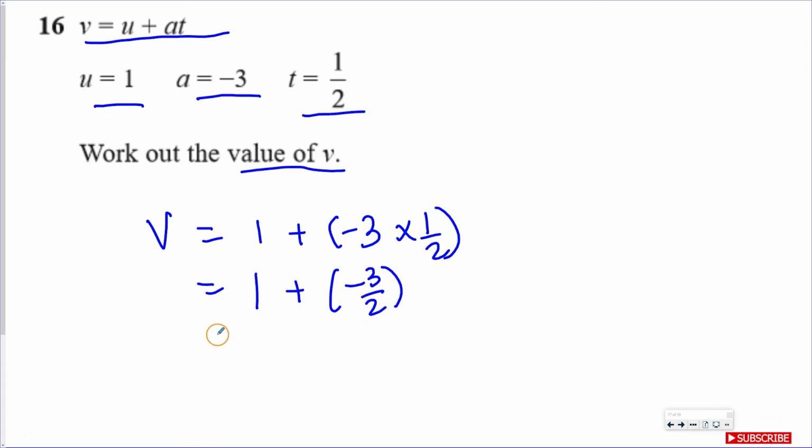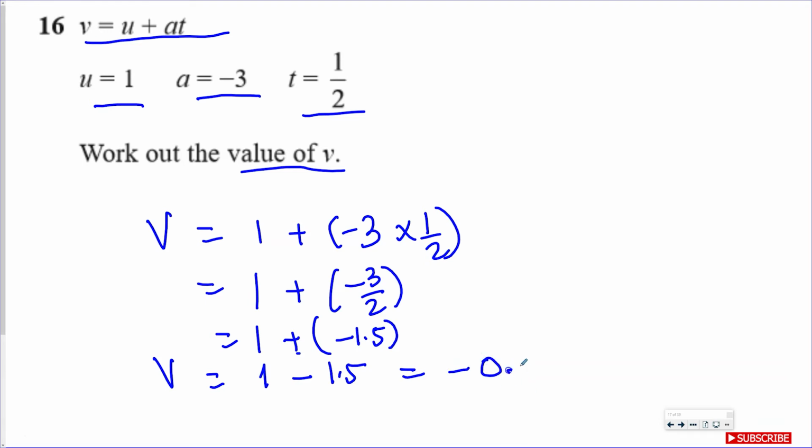Let's just do it slowly. So that gives you 1 plus, what is -3 over 2, is -1.5. So V is equal to 1 plus negative, that's going to be 1 plus negative, that's minus 1.5, which is going to be equal to negative 0.5.